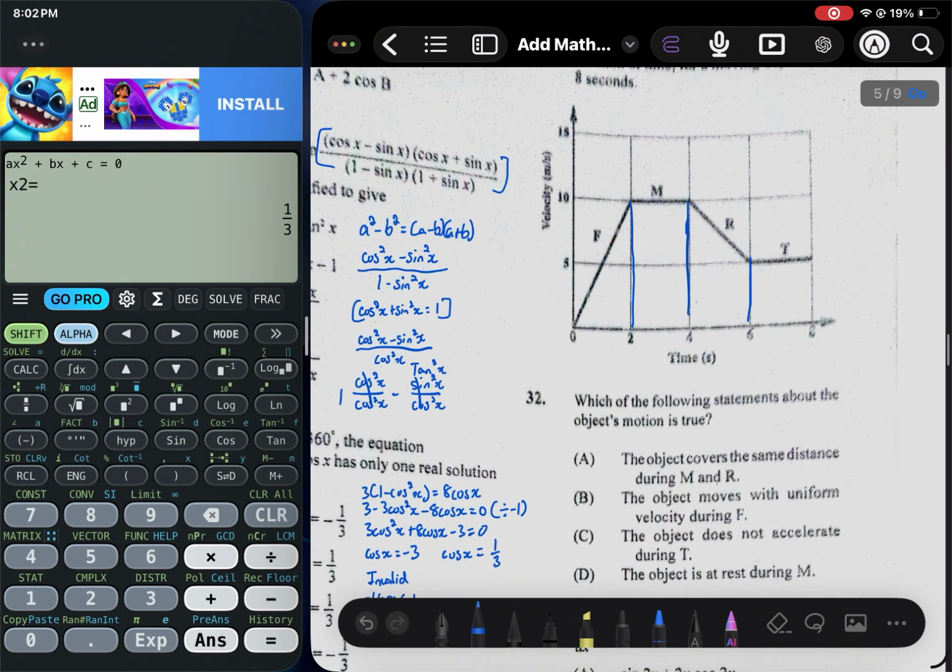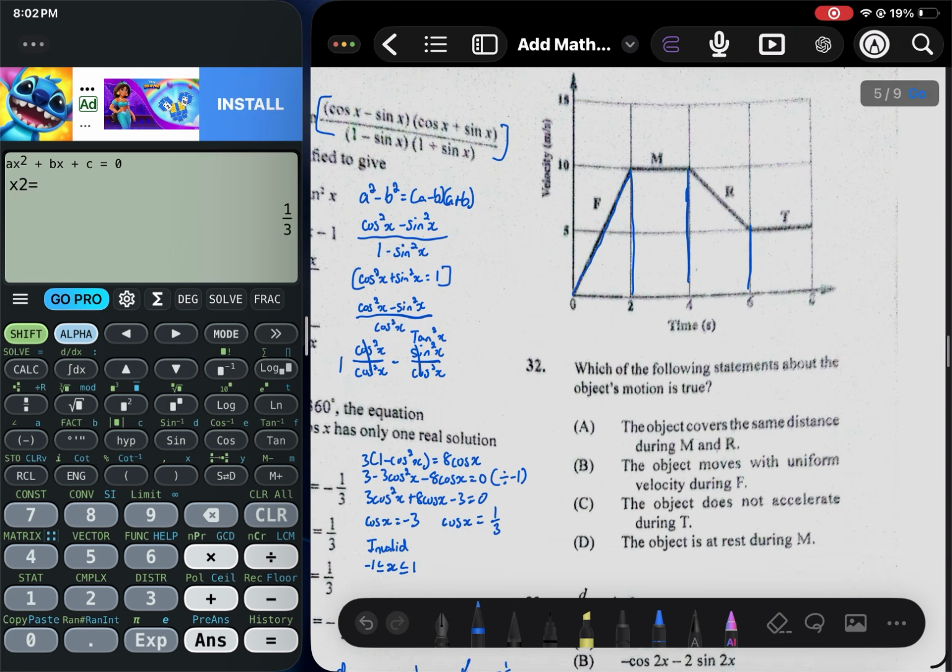The object moves with uniform velocity during F? No. Its velocity is increasing, therefore it is accelerating. The object does not accelerate during t. It does not. Acceleration is 0 as it's moving at a constant velocity. The object is at rest during m. No, it's moving at constant velocity. So the answer is C.